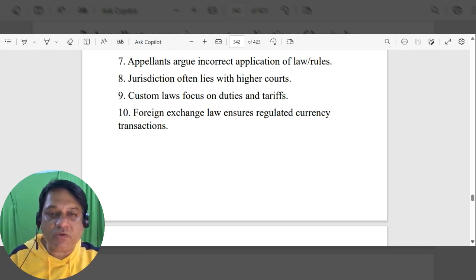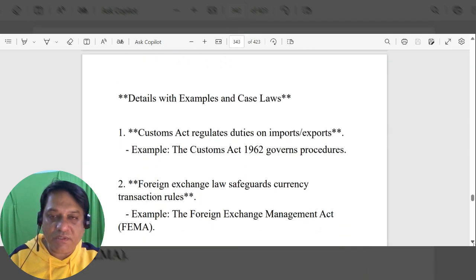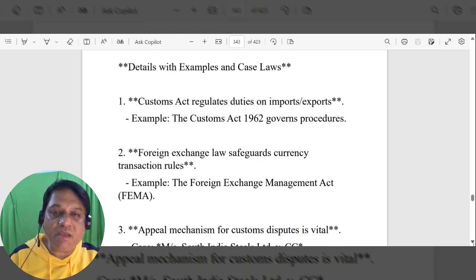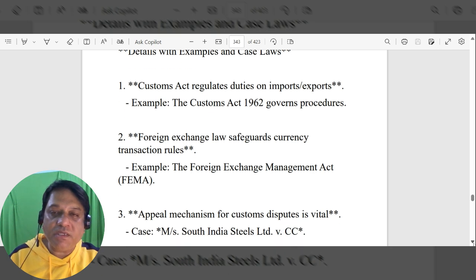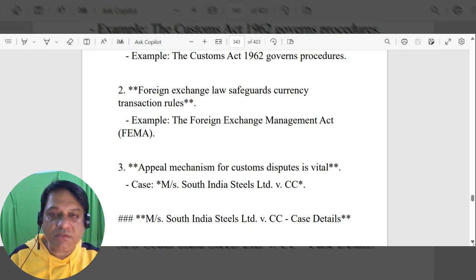Customs law focuses on duties and tariffs. Foreign exchange law ensures regulated currency transactions. The details with examples and case laws. The Customs Act regulates duties on imports, exports. Example, the Customs Act 1962 governs procedures.